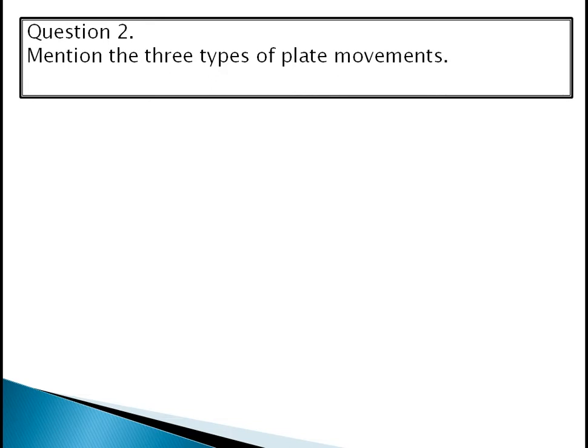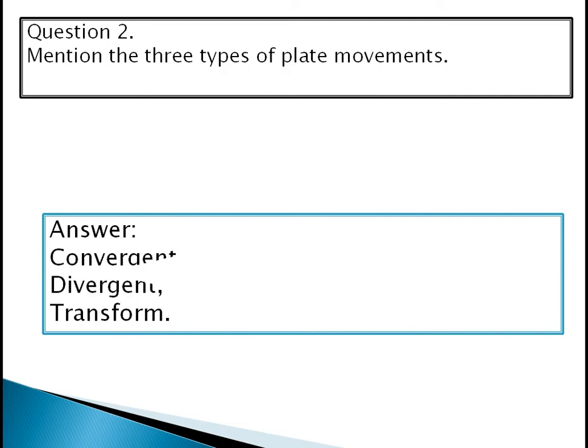Mention the three types of plate movement: convergent, divergent and transform. These are the three. This question will also not be present in the examination, but still for your information, convergent, divergent and transform are the plate movements by which the physical features are present on the earth.